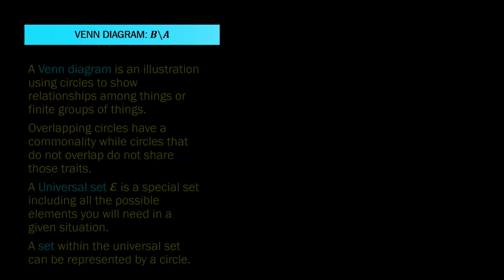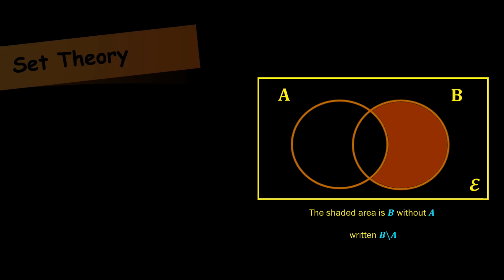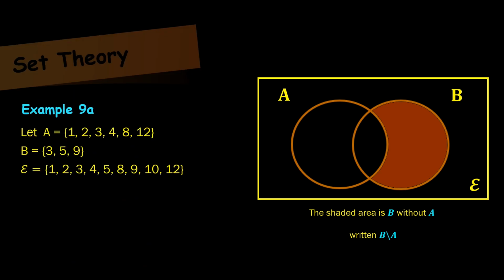And now for the region B not A, which is represented by this shaded area and written as B backslash A. Let's take a look at an example. Suppose A, B and the universal set are as shown. We are required to state the members of B not A. A and B have only one element in common, and that is 3, as highlighted. Therefore, B not A is equal to 5, 9.